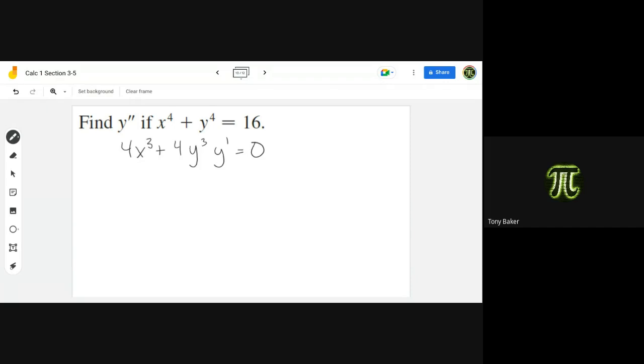I did see that in a few things too. The y prime comes after the y to the third because that's the chain rule. Because we don't know what y is, so we have to do the derivative of whatever y is. That's what y prime is. Now we have to solve this for y prime. And then we divide by the 4y to the third, and we get negative x to the third over y to the third. And that's the first derivative.